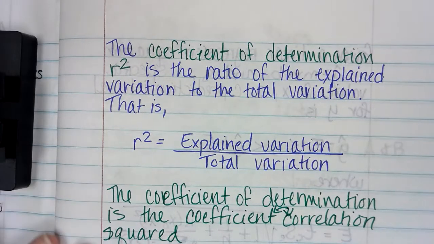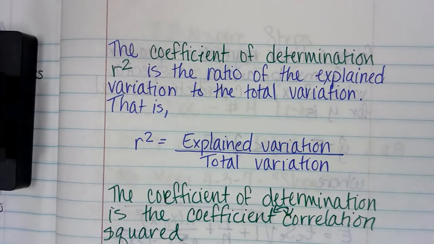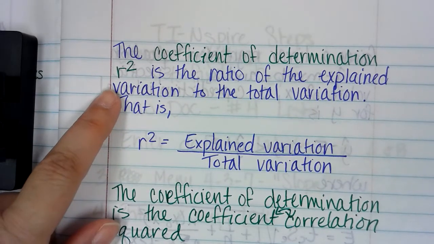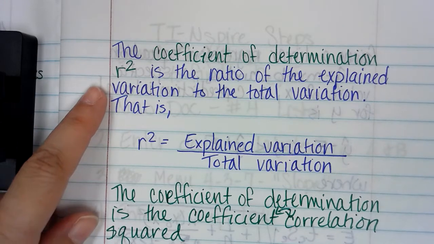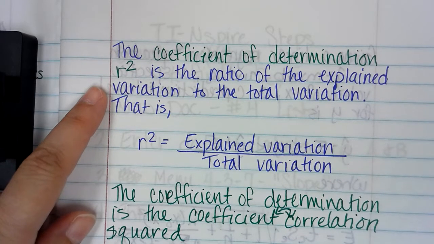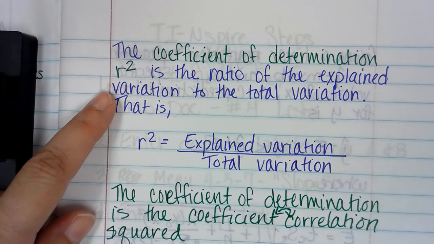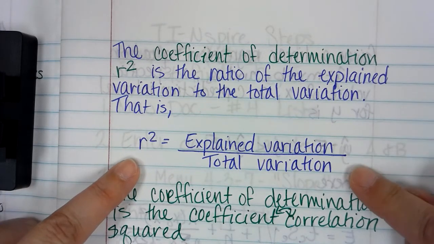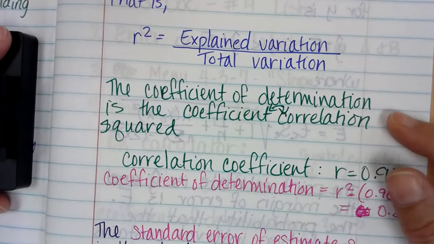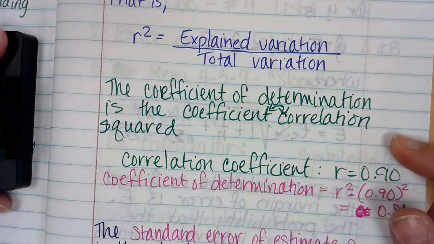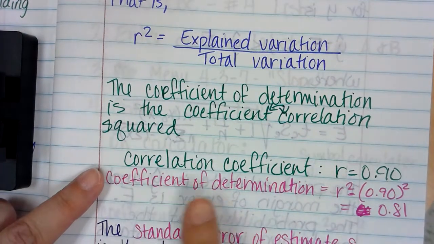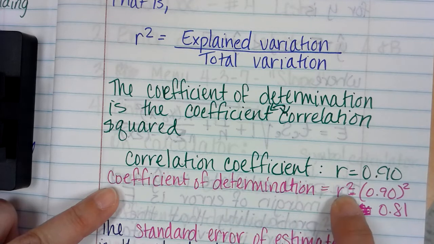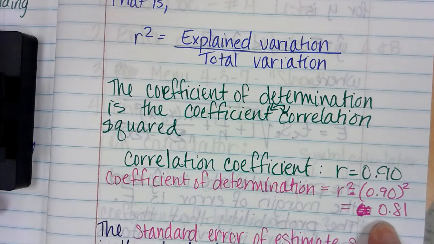Okay, another concept that we want to talk about in this section deals with total variation and explained variation. It's called the coefficient of determination, which is r squared. And this is so easy because we find r already when we found the correlation coefficient. R squared is literally that number squared. So it's the relationship of the explained variation to the total variation. When we find r squared, we're taking the explained and dividing by the total. But it is literally found by the correlation coefficient squared. So if the correlation coefficient is r equals 0.90, the coefficient of determination is r squared, or 0.90 squared, or 0.81.